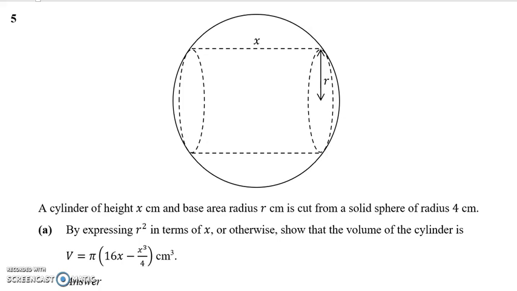In this video, we'll be going through the MYE question 5 from paper 2. Okay, so for question 5, it says that a cylinder of height x cm and base area r cm is cut out from a solid sphere of radius 4 cm. Part A wants us to express r squared in terms of x or otherwise to show that the volume of the cylinder is given by this expression here.